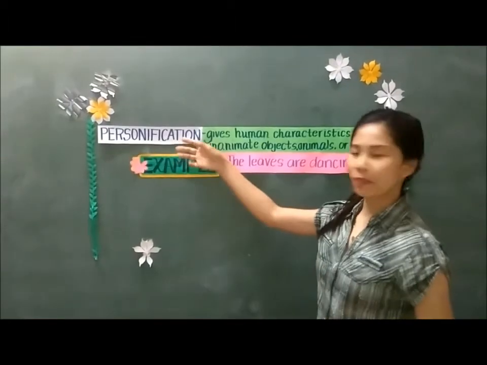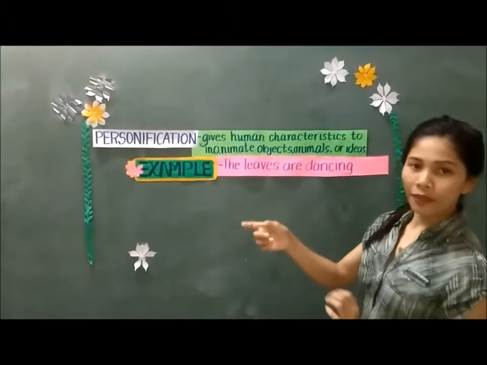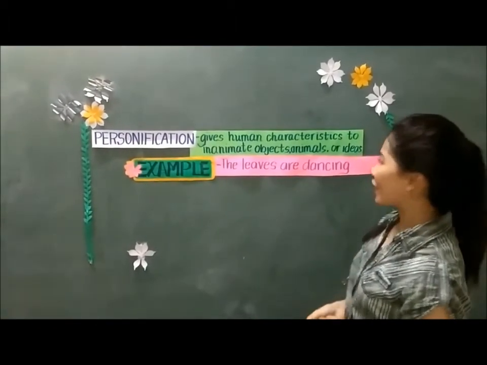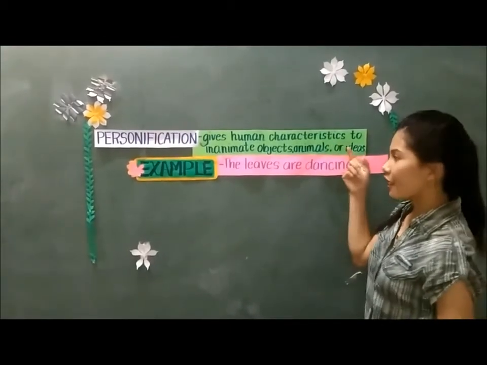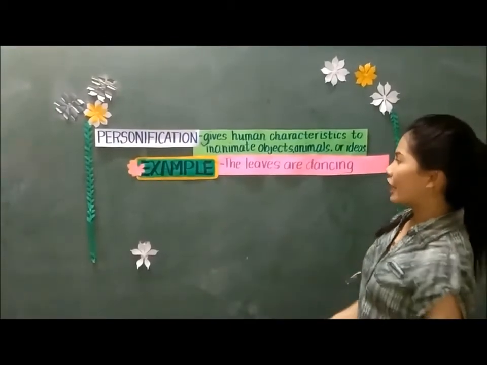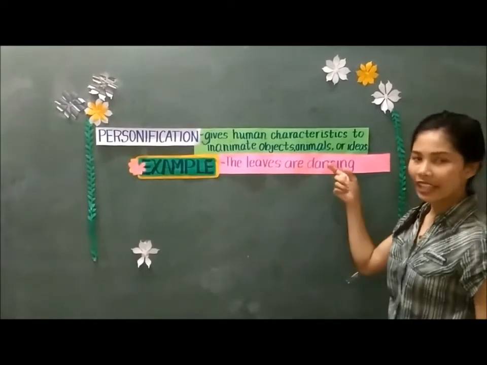So the third one is personification. Personification gives human characteristics to inanimate objects, animals, or ideas. So example of personification is, the leaves are dancing.